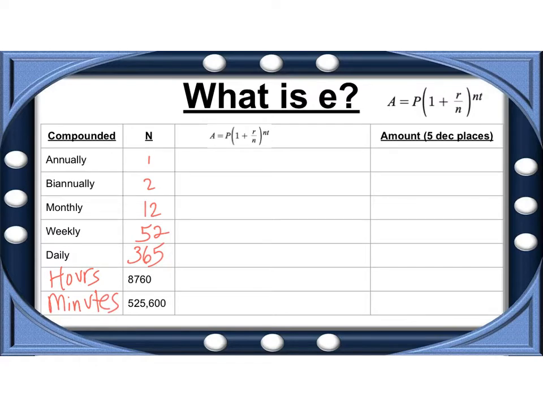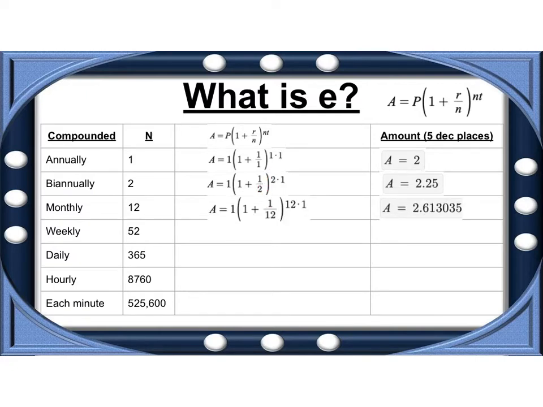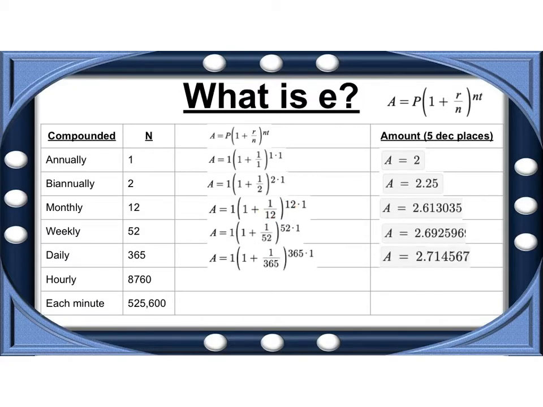So now let's take a look at this. If I plug this in, all the ones, and I do that all out on my calculator, I get A to be 2. I change the number, so I'm only changing n to 2. I get 2.25. Change it to 12. So when we compound it monthly, then we're at 2.61. Weekly, 2.69. Daily, 2.71. Big jump here to 8,000.